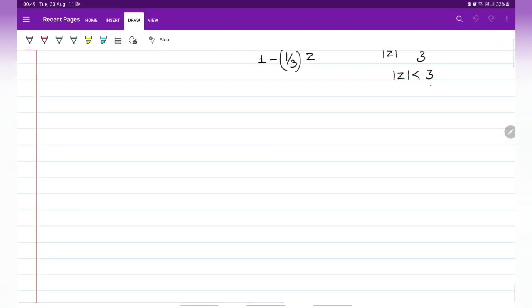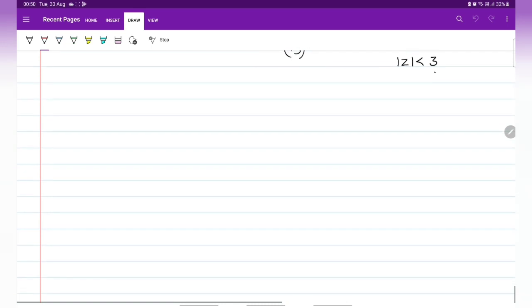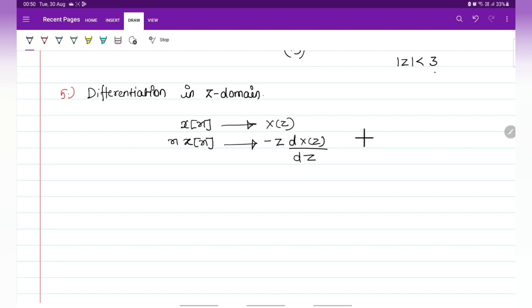Now next is differentiation in Z transformation. This one is fifth, right? Yeah. Okay, so if Z transformation of x of n is X of z, then Z transformation of n into x of n is minus z dX of z by dz. Okay, and ROC will remain same.